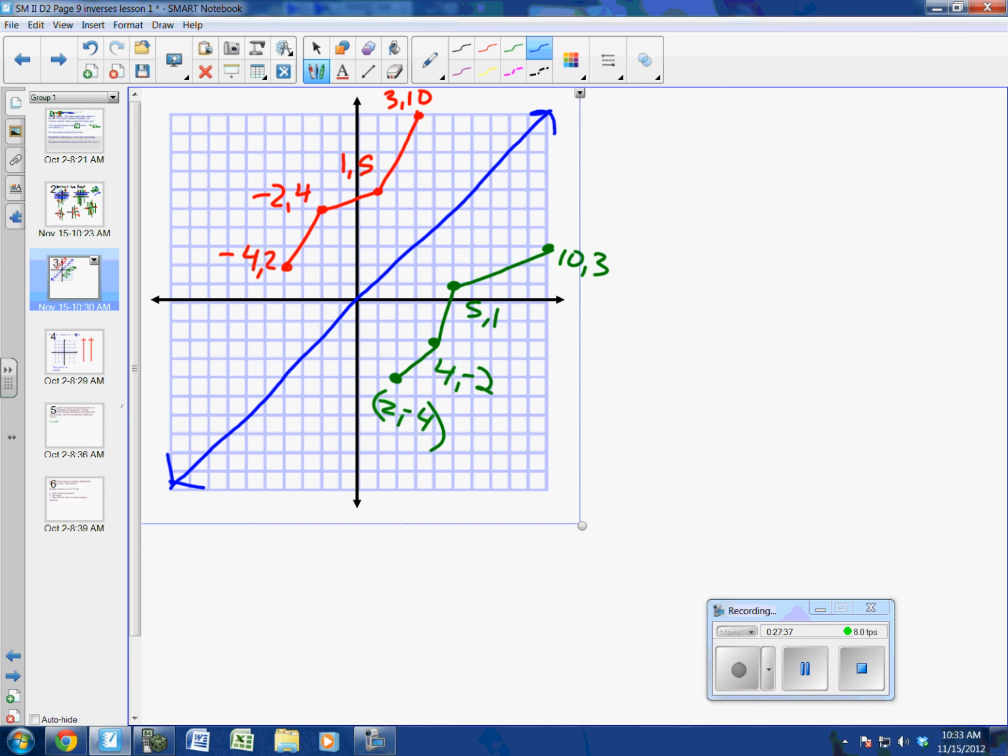The equation of that line is y equals x. It has a slope of 1, and it goes through 0 comma 0. That's the line y equals x. You guys, inverses are reflections over the line y equals x. Got it? Okay.